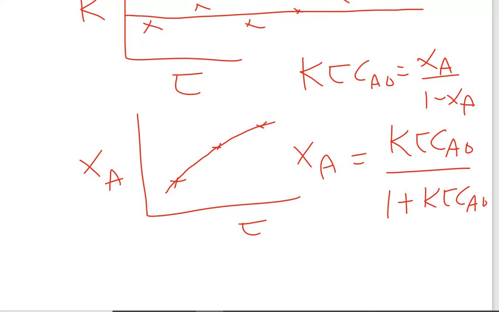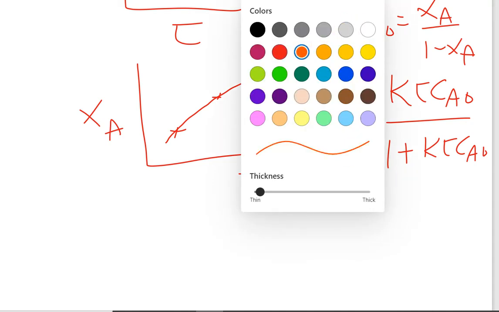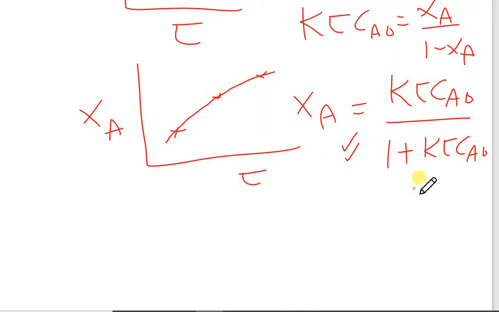Okay, so now you can see that xa and tau is not linear. When we say linear or proportional, it means that if we double the residence time, conversion should double. But it is not like this. This is the equation.